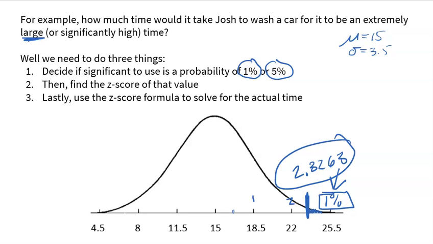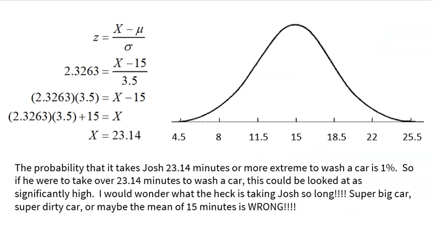And to do that, I just have to solve it using my z-score formula. So the z-score formula is really, really easy. It's right here. And I'm going to substitute in the z-score that marks that top value. Again, it's right around here, 2.3263. And now I just have to solve for what actual time that is.